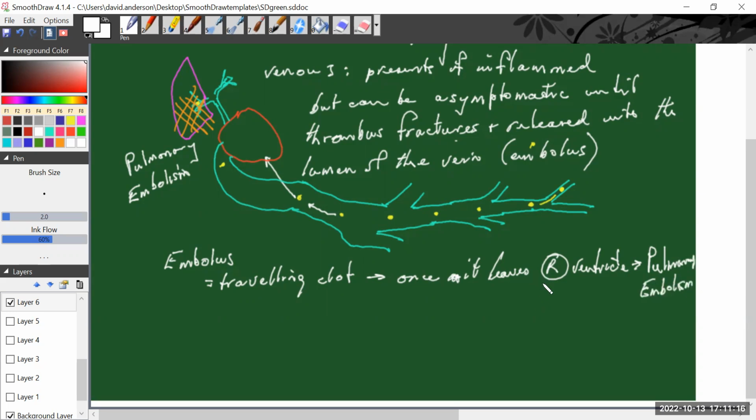If it somehow got through the pulmonary circulation and instead left from the left ventricle, then one of the things that can happen is that it might end up in the coronary artery.